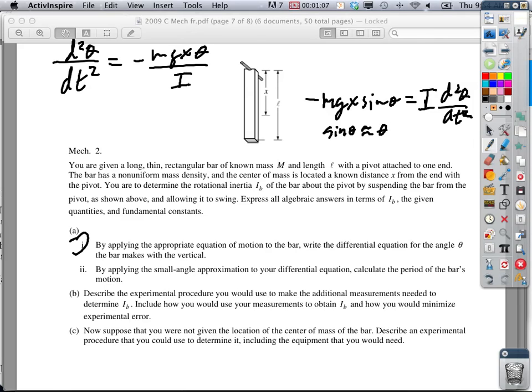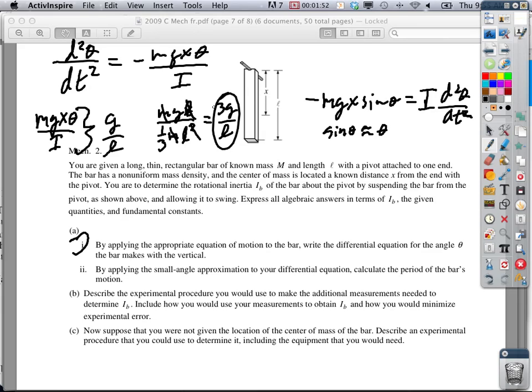We're sort of trying to be slick and saying this realization is actually very deep, but this mgx over I is similar to the concept of g over L when you plug everything in. Remember we plugged everything in: mgx over 1/3 m, let's say this is L for the full length, so mgL over 1/3 mL squared. The m's cancel, this L cancels, and we basically get 3g over L. So this is the ratio of gravity to length.